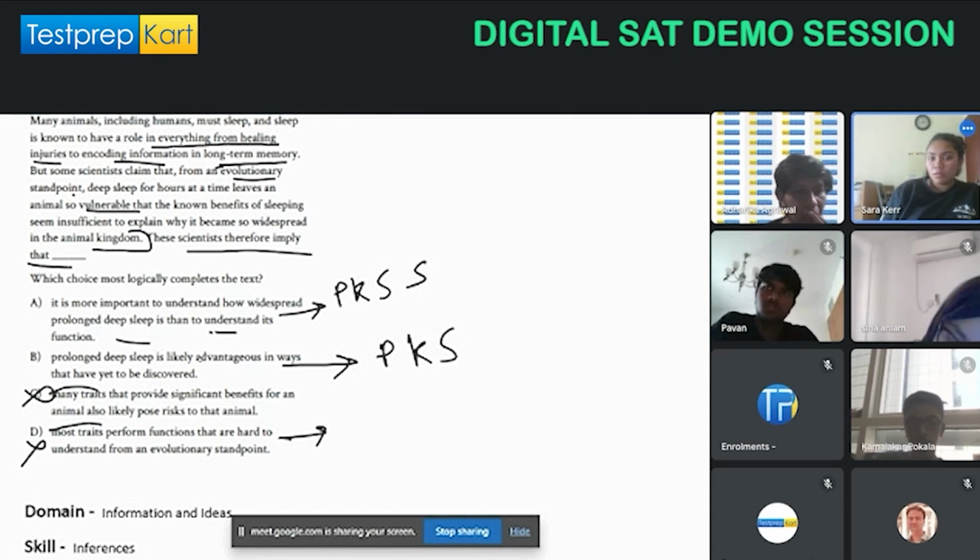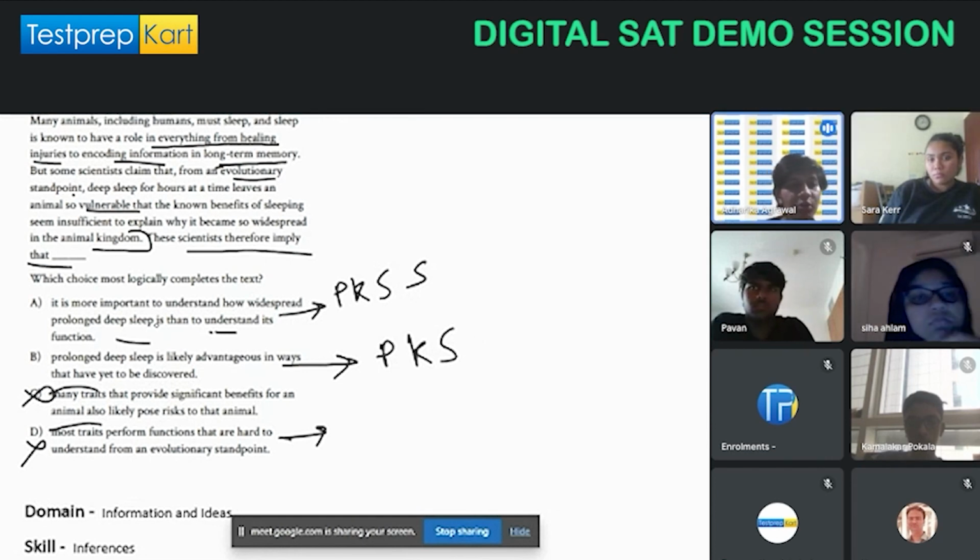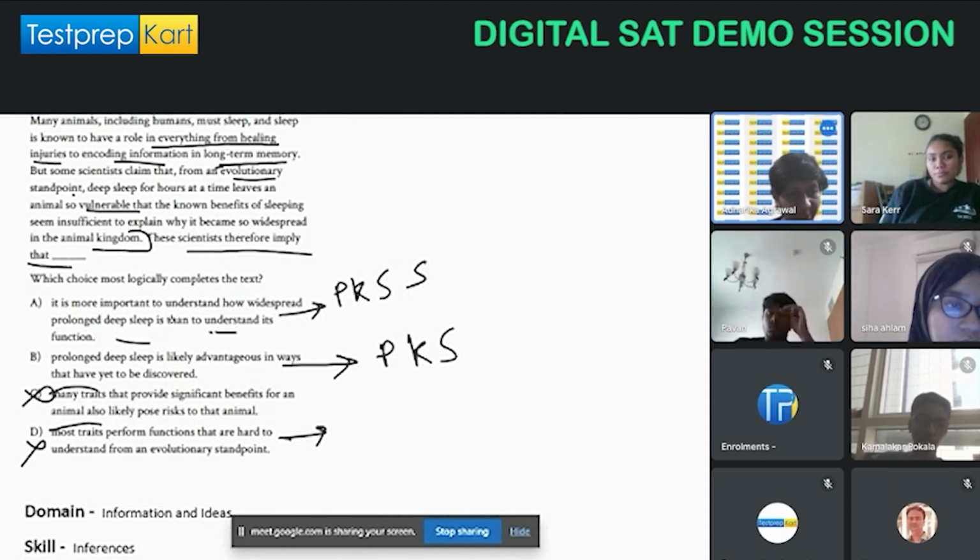Okay. So if I go towards A, this A is saying that the passage is suggesting that the extent of deep or prolonged sleep among animal species is well understood by scientists, right? And the real question for scientists is why so many animal species engage in deep and prolonged sleep.